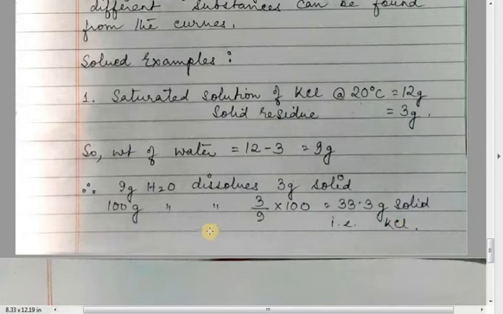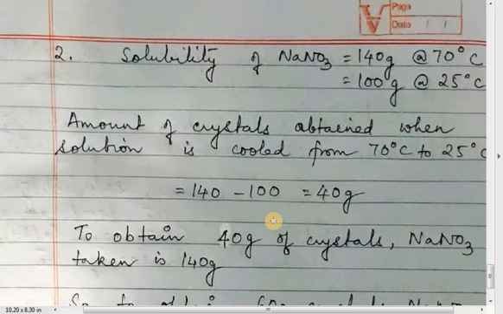Second example. Here two solubility values are given at different temperatures. See the solubility of sodium nitrate. Now they have asked the question: find the weight of sodium nitrate required to prepare 60 gram of pure crystals from its saturated solution at 70 degrees Celsius. Means from the saturated solution of sodium nitrate you have to prepare 60 gram of pure crystals at 70 degrees Celsius. And the solubility is given. Solubility of sodium nitrate is 140 gram at 70 degrees Celsius.